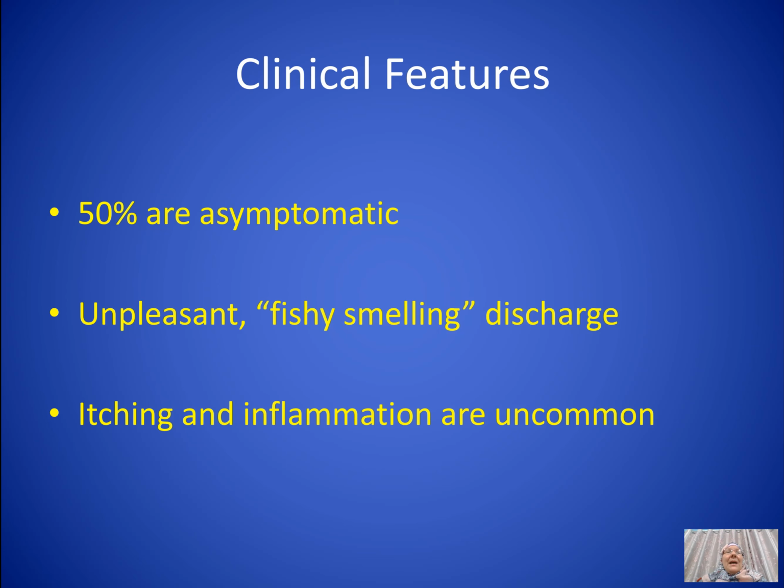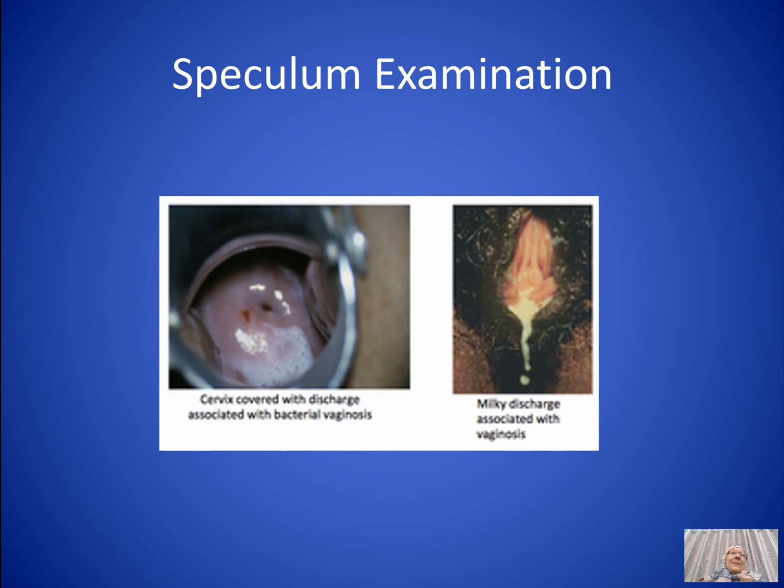Other women find that there's an unpleasant, fishy smelling discharge, but itching and inflammation are very uncommon. They are not usually associated with bacterial vaginosis. Here you can see two pictures. There's a speculum picture which shows the kind of frothy whitish discharge of bacterial vaginosis. Just from looking at the discharge, you could not maybe distinguish it from normal physiological discharge, or discharge associated with trichomonas, but the smell will give it away.